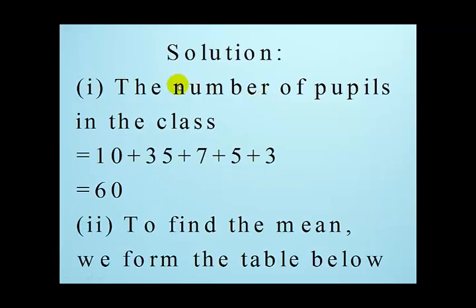And so the number of people in the class is equal to 10 plus 35 plus 7 plus 5 plus 3. And that is equal to 60. That means that the number of people in the class is equal to 60. Now to find the mean, we form the table below.